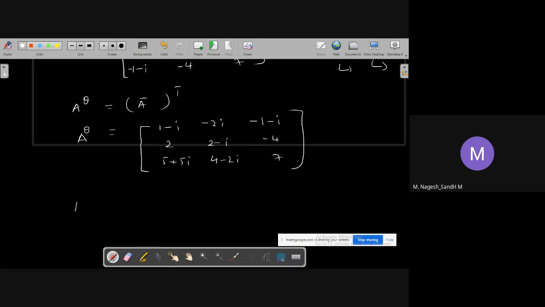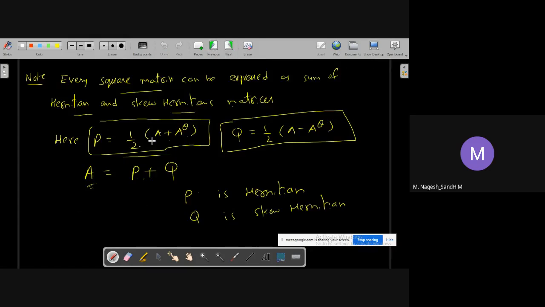So what is P equal to? Can anyone say what the P matrix is? 1 by 2 (A plus A power theta). Just now I said 1 by 2 (A plus A power theta).